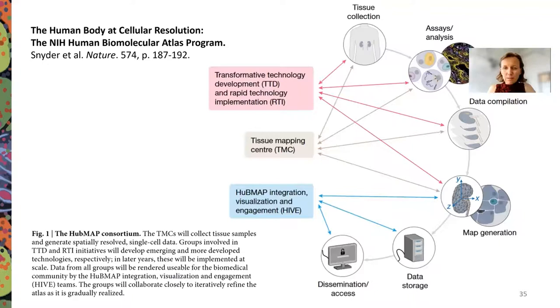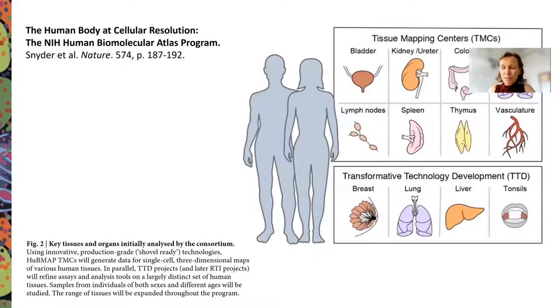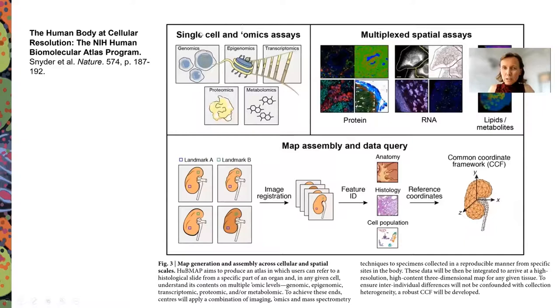And so if we go over, you get to see that we have many different organs. The latest count is 28 organs in the human body. So many of your favorite organs would be in that set. And there are many different types of single cell and omics assays run.